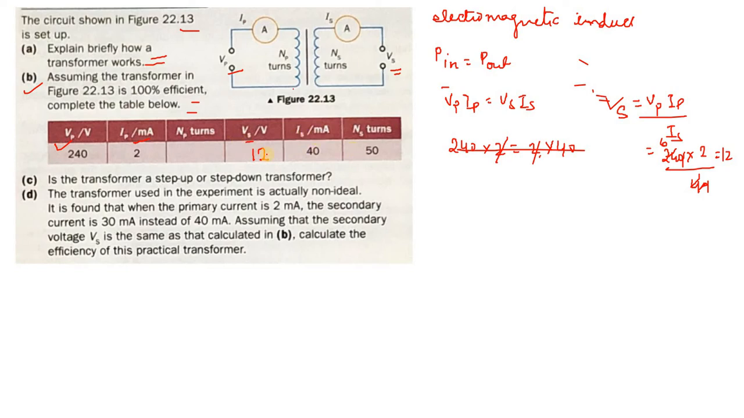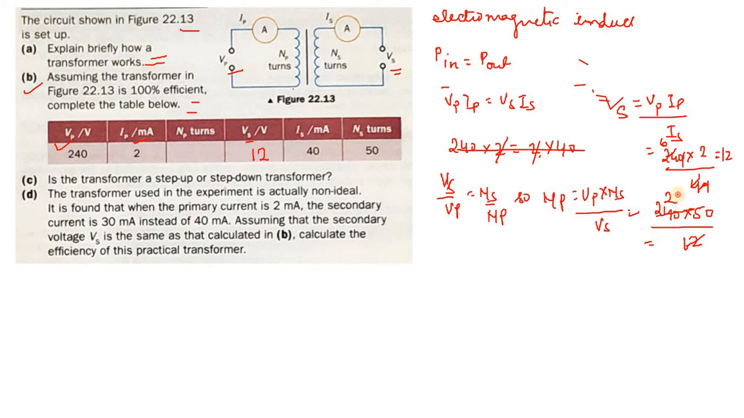Now they are asking you what is Np. So based on the equation we have learned, Vs by Vp is equal to Ns by Np. If you solve this part, Np will be your Vp into Ns divided by Vs. So what is your Vp? 240 into Ns, they have given you 50, divided by Vs, just now we got 12. So if you solve this it will be 1000 turns. Okay, so C is done. This will be your 1000 turns.